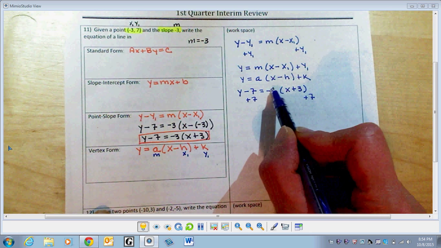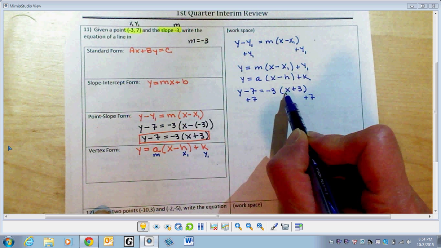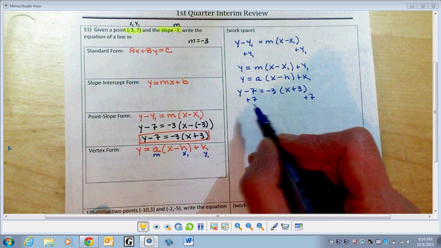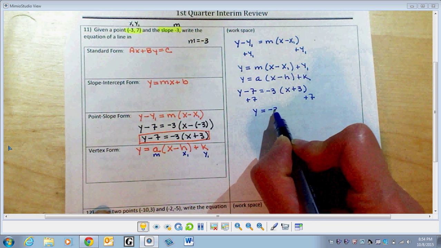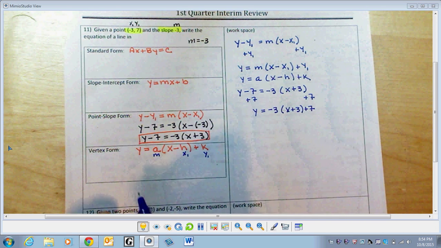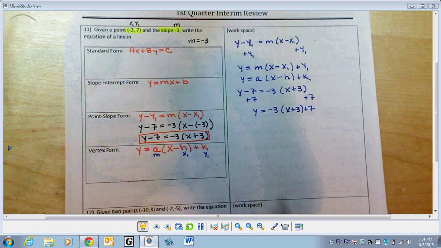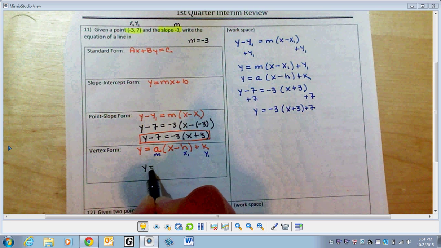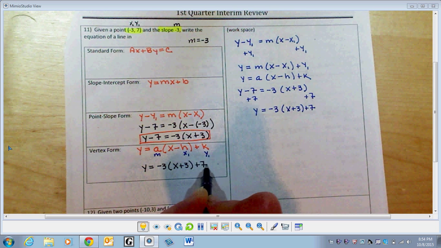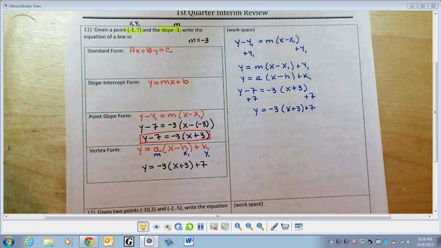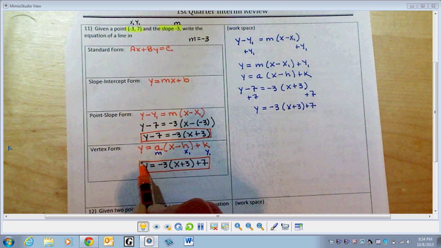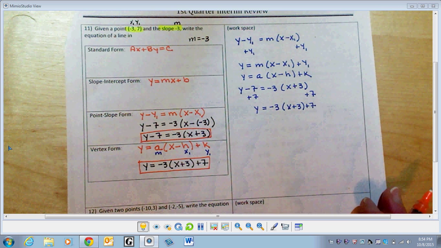It cannot get added to anything in here because this is inside the parentheses and this is being multiplied to that quantity. So that leaves me with y is equal to -3 times x plus 3, plus 7. So that is what vertex form is for my line. So I'm going to write that down. y is equal to -3 times x plus 3, plus 7. So that's my answer for vertex form. It's very little work once I know what it is that I'm looking for.